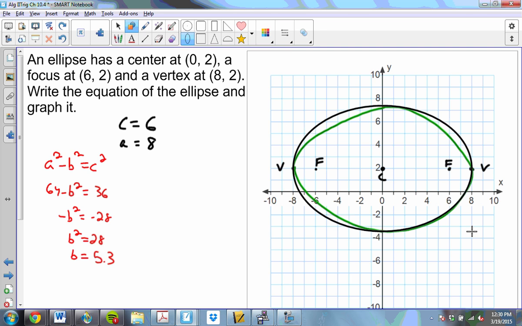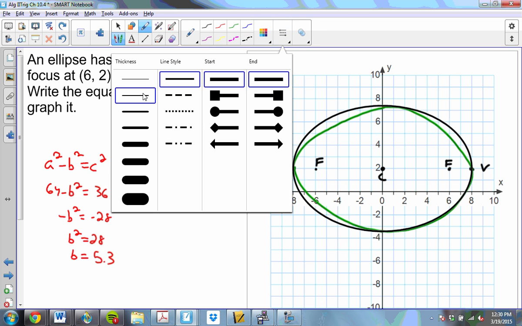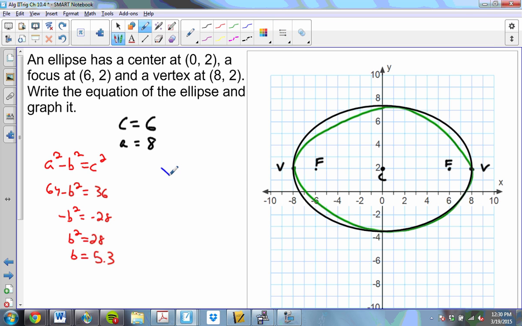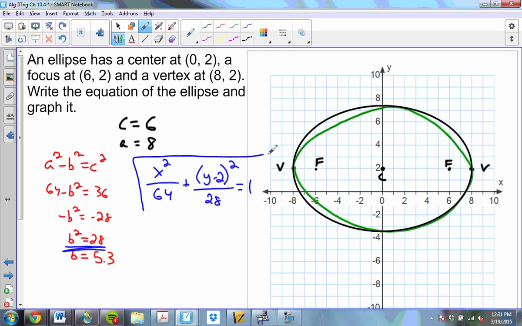Now, I'm going to write the equation. Asked to write the equation, it doesn't really matter which comes first, x or y. I always do the x's first. So this is going to be the point (x minus 0) squared, which is really just x squared. So it's x squared over my a squared value, which is 64, plus my y got moved, so it's (y minus 2) squared over my b squared, which is 28. So we know it's equal to 1. There's the equation, there's the ellipse.